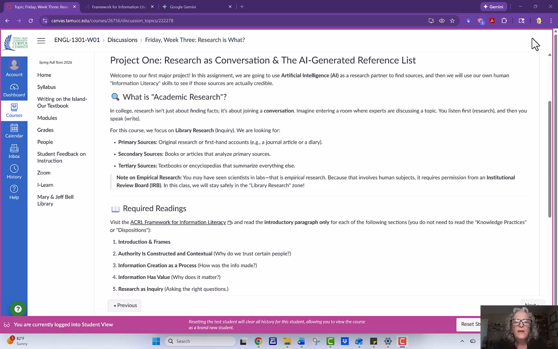In week 3, we're going to start on project 1. We're learning about the fundamentals of research, what research is, and a topic, all so you can begin the AI generated references, which is project 1.